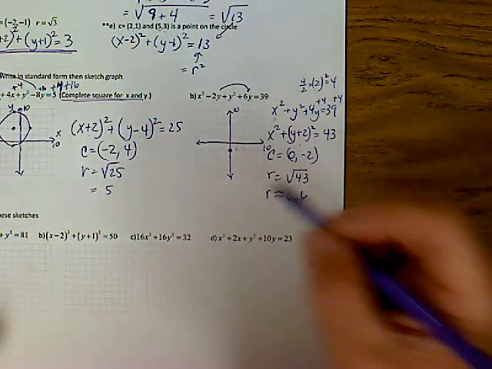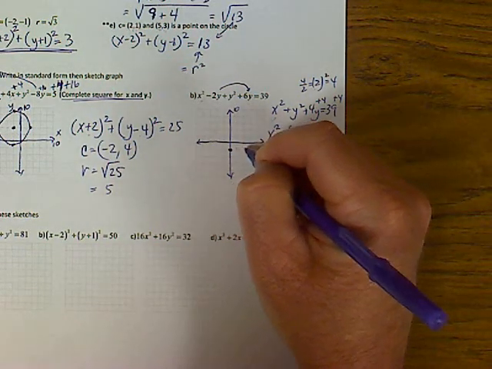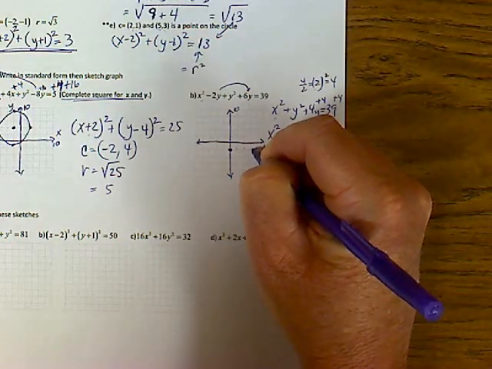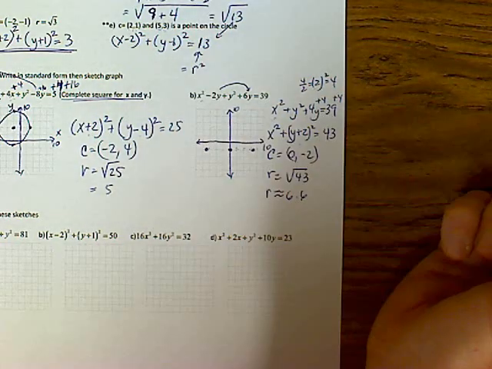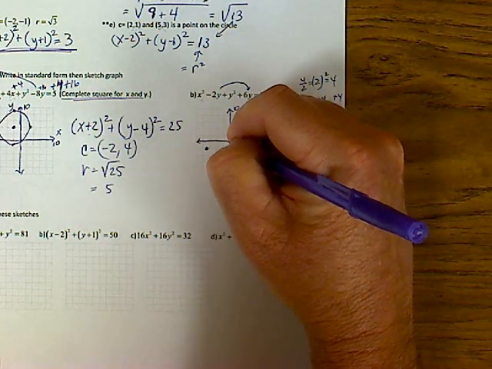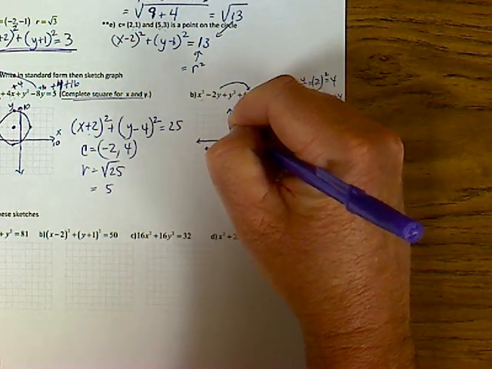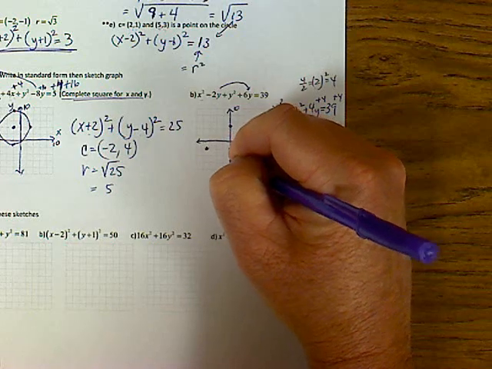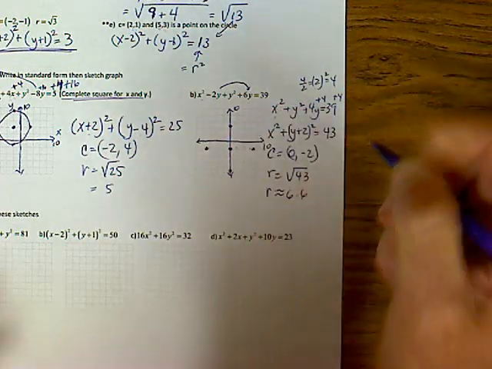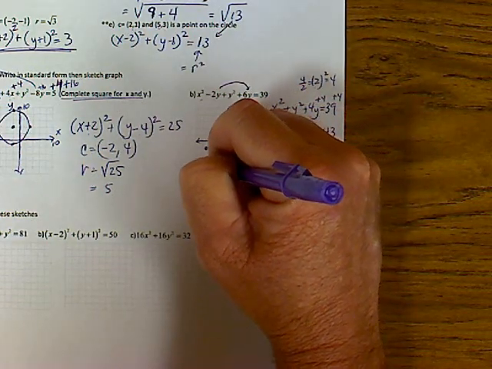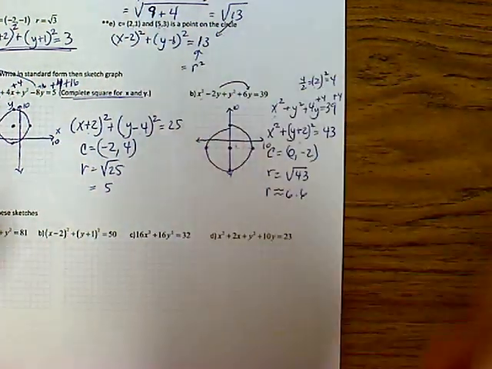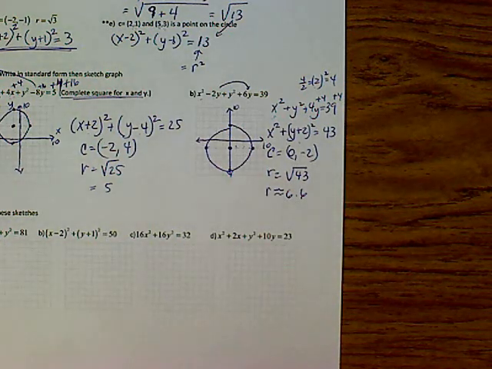Now we're going to go 6.6. So go out 2, 4, 6, and a little bit. Back 2, 4, 6, and a little bit for your 6.6. Go up 2, 4, 6, and a little bit. Down 2, 4, 6, and a little bit. And again, make your circle the best you can. Nobody's going to judge the quality of your circle. It's more about whether you made it right.